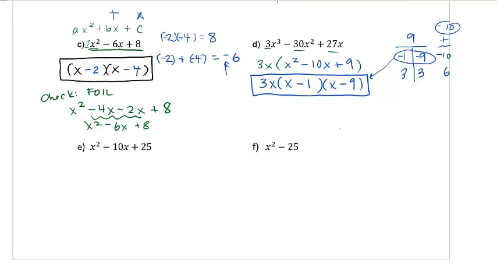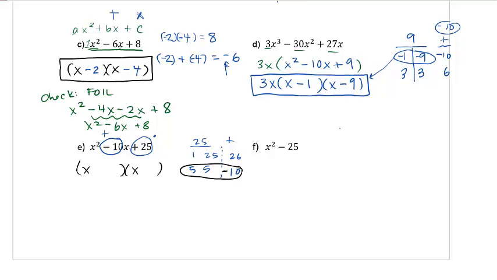The next example is similar. We don't have a GCF here, but we do want two numbers that multiply to be 25 and add to be negative 10. Factors of 25 are 1 and 25, and 5 and 5. And when I add them together, 1 and 25 together make 26, 5 and 5 together make 10. So I'm looking for the end parts of these binomials. The middle part I want is 10, so it must be this pair.